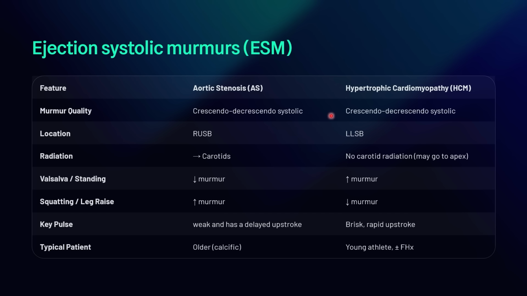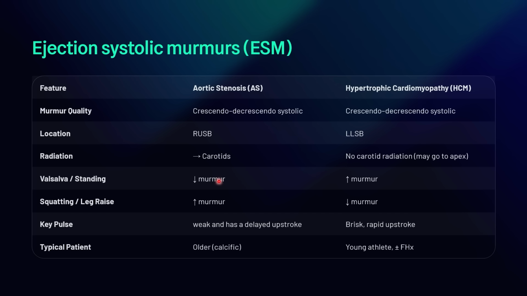Both crescendo-decrescendo is not helping, so it's an ejection systolic murmur. But look at the right upper sternal border: aortic stenosis. Left lower sternal border: it's hypertrophic cardiomyopathy. There is radiation to the carotid, no radiation here. And that can be enough really to have the distinction between the two murmurs. But remember the Valsalva.